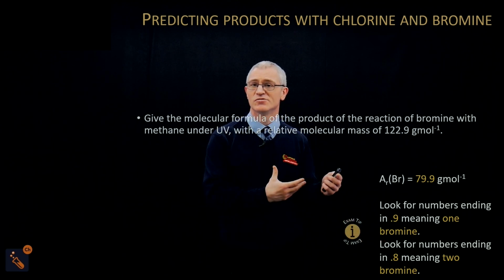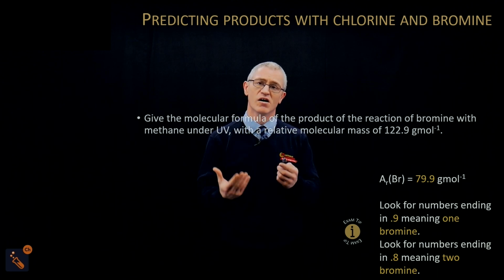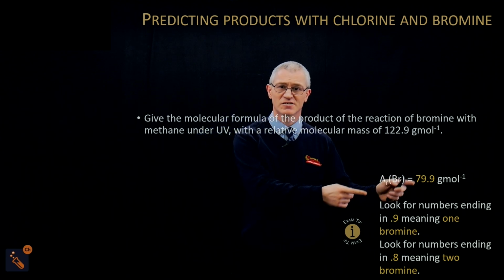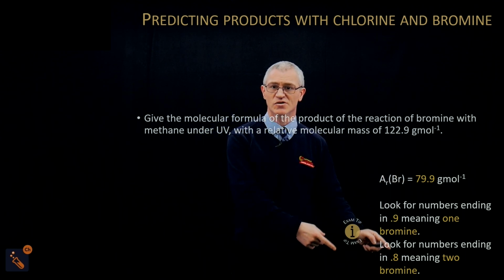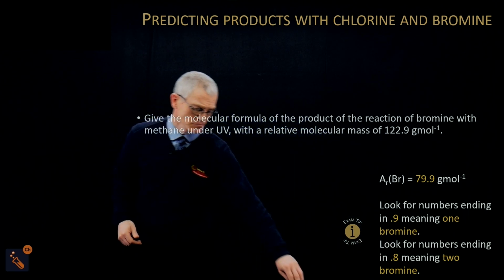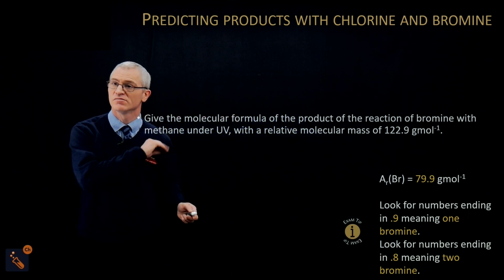Remember, carbon and hydrogen with these things are all kind of whole numbers. So they're all whole numbers. So this will indicate that you've got 1 bromine or 2. Now, hopefully you can do this yourself. So stop the video, do it.